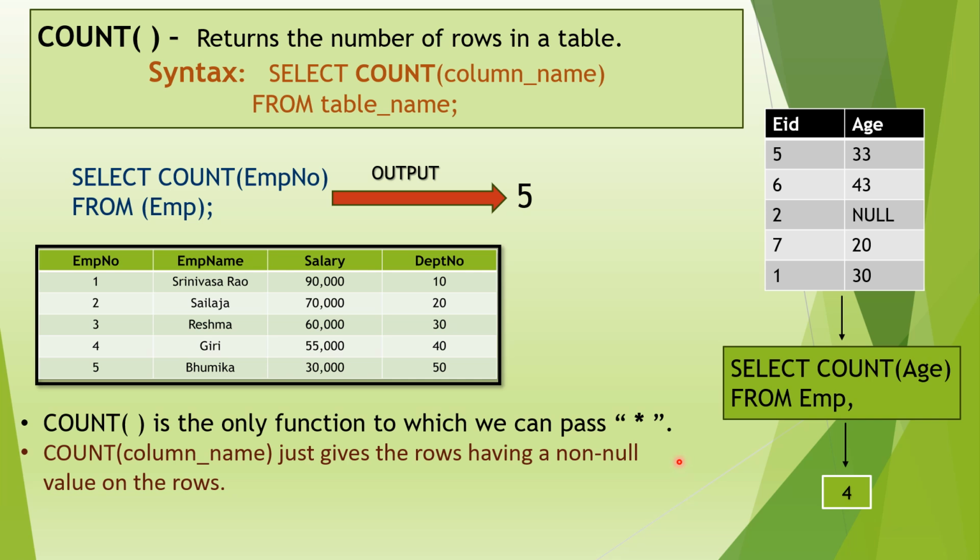Next, the count function. This is the only function where we can use this symbol, which is the asterisk. So if I use select count of asterisk from EMP, I receive my output as 5 because it is going to count everything and give me the output.